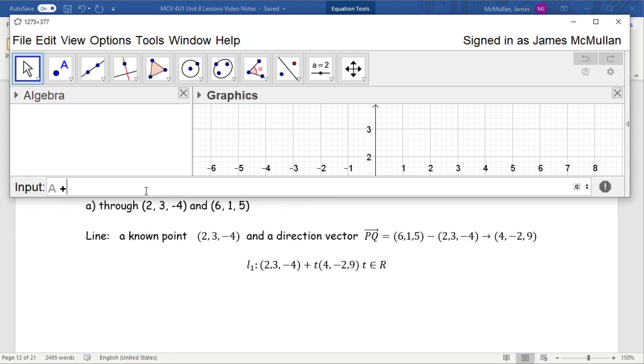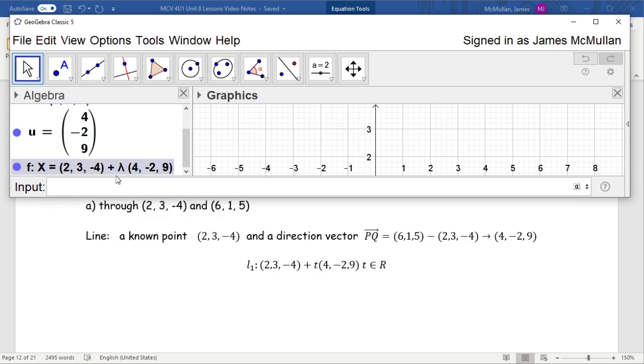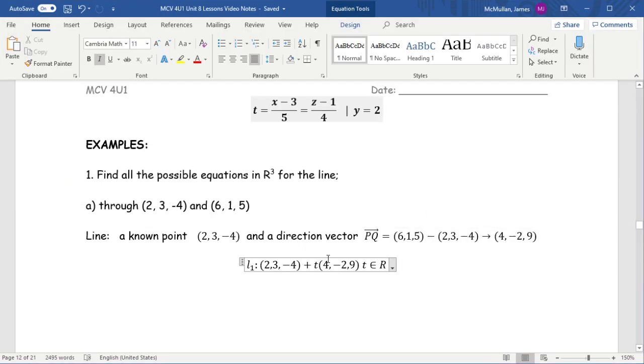So let's make a point A, (2, 3, -4). We'll make a point B, (6, 1, 5). We'll make a vector A to B, and then we'll make a line that passes through A that has vector U. And again, what does it do? (2, 3, -4) plus lambda(4, -2, 9), right? So exactly what we said.